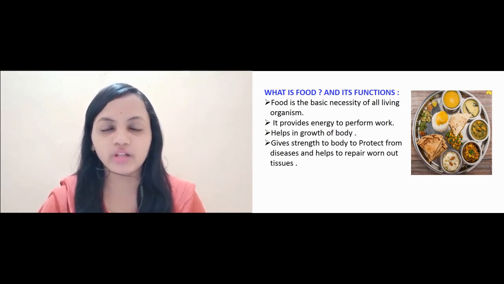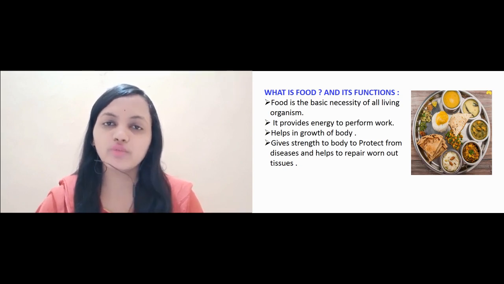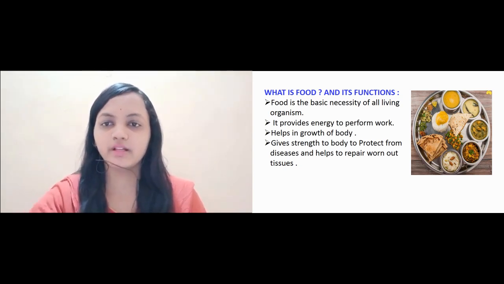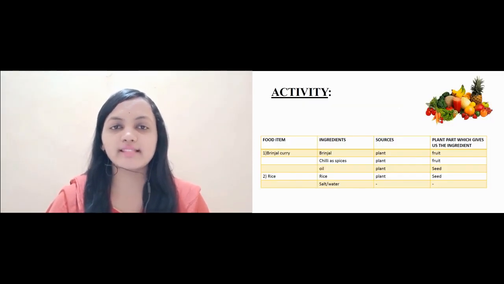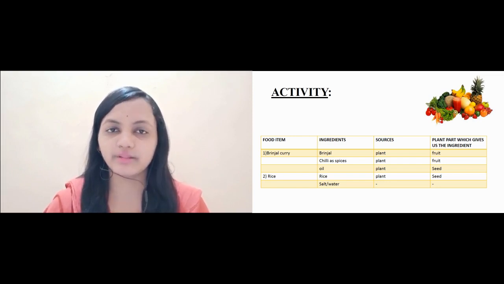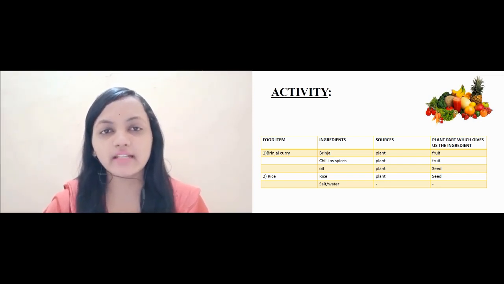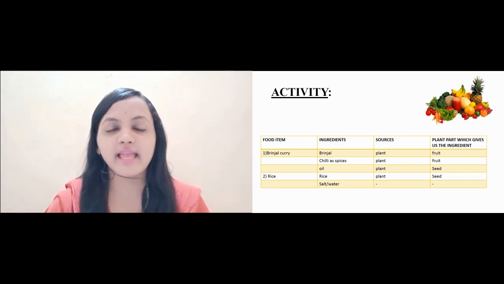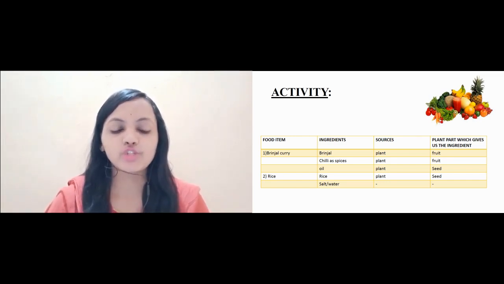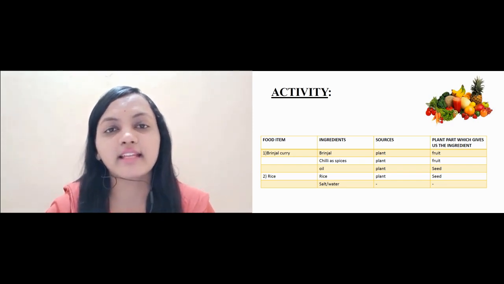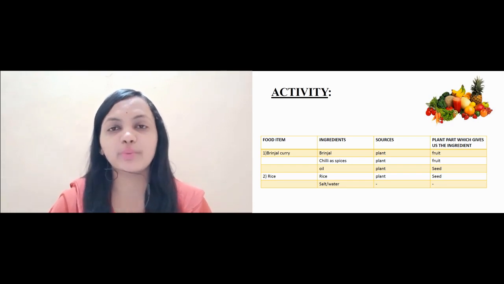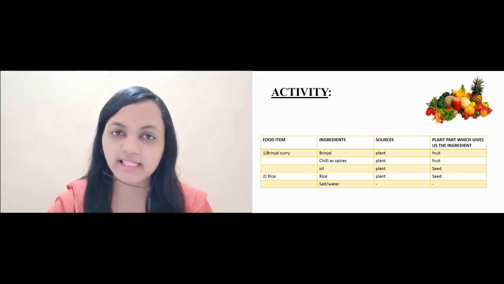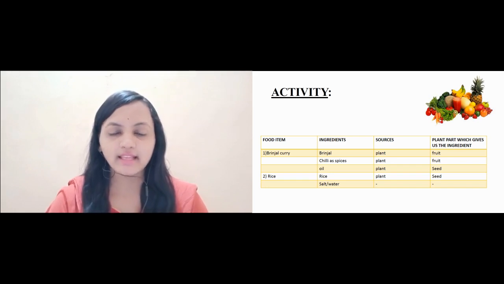We take in food by eating a variety of foodstuffs. Now there is an activity. In this you can see a table given here. Now what is the table explaining to us? I have taken an example of brinjal curry. What are the ingredients for making brinjal curry? We have the ingredients like brinjal, chili or spices, and oil, isn't it?